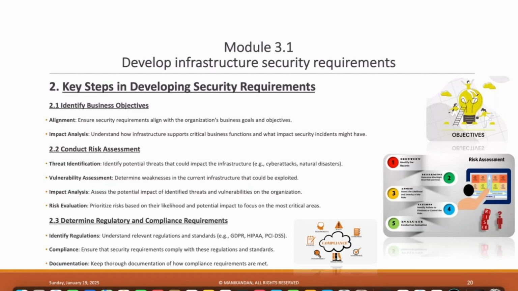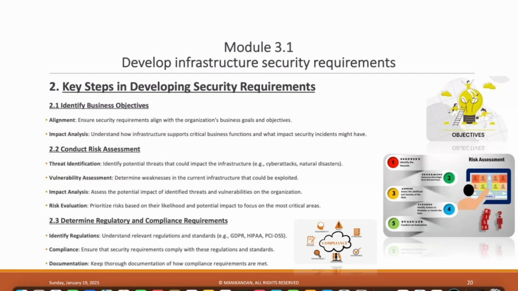Do an impact analysis: understand how the infrastructure supports critical business functions and what impact security incidents might have. When you do the impact analysis, you also understand what would happen if the data masking control is not in place. Tomorrow, if this control is not working effectively or is not in place and a security incident happens, what kind of legal and regulatory fines will the organization have to pay if they don't abide by the legal and regulatory requirements?